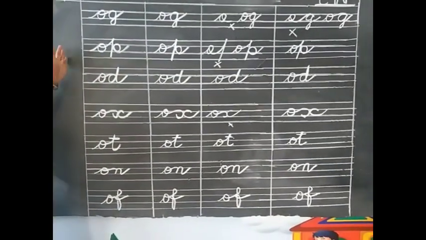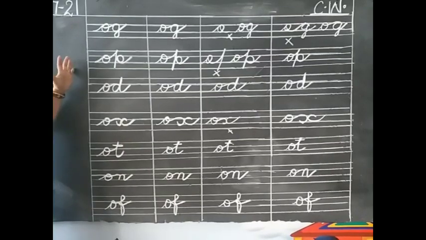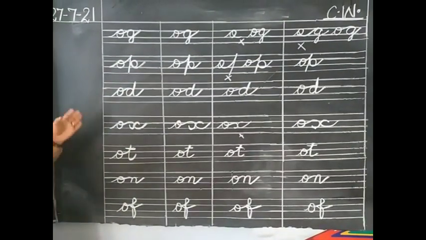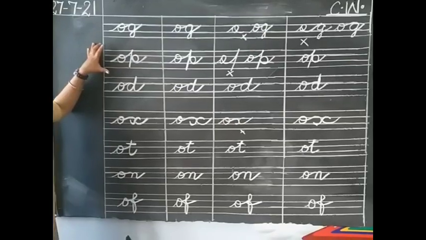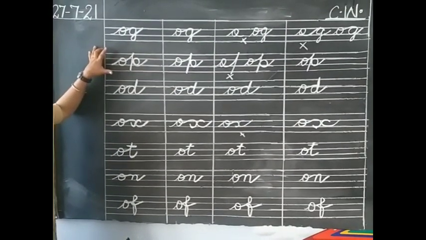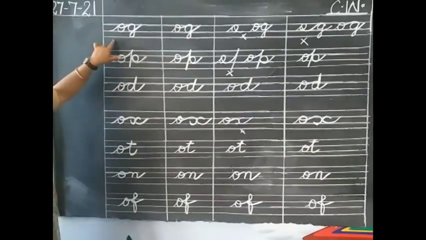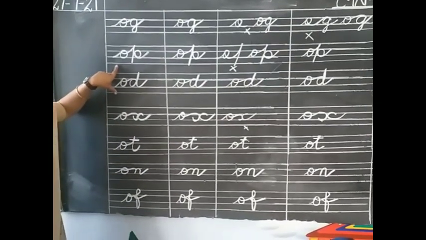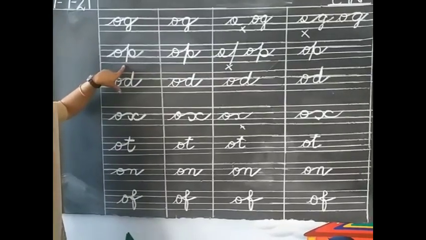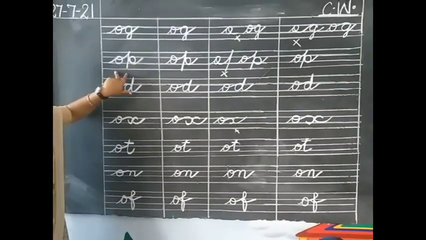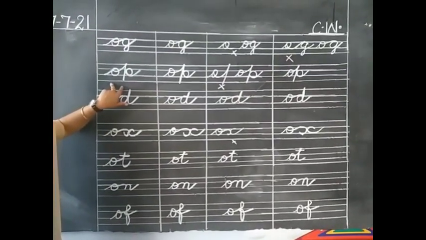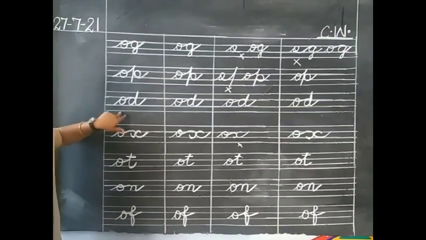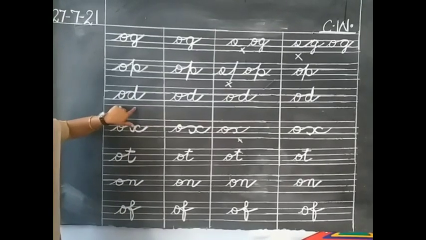Now, after writing this, make sure that you open your mouth and repeat all the letters like this. O, G, og. O sounds O. G sounds G. O, G, og. Then, next, O sounds O, and P sounds P. Then when we join both the letters, the sound will come, O, P, op. Then O, D. D sounds D. Odd, odd. O, D, odd.